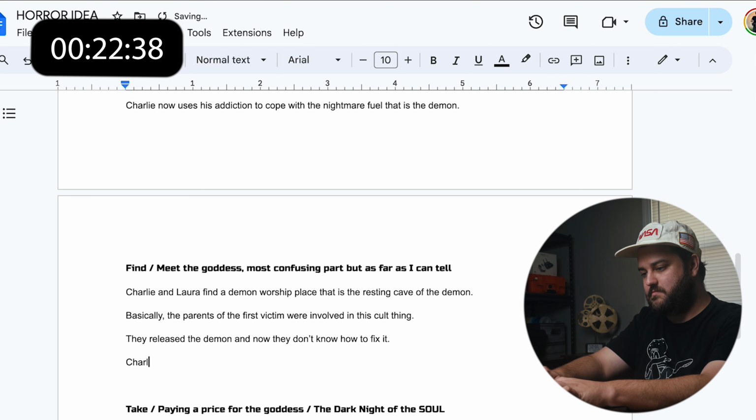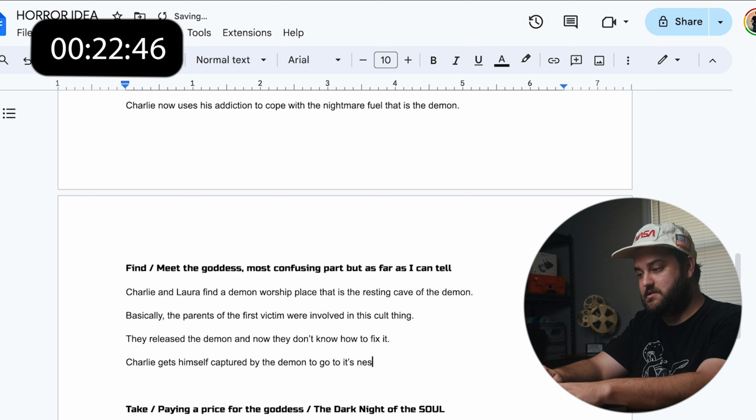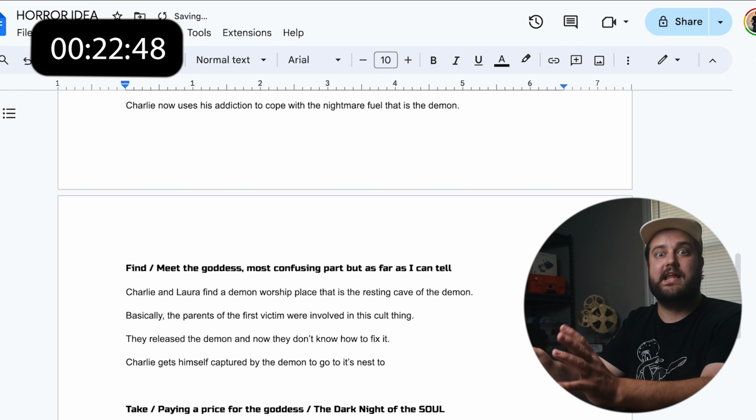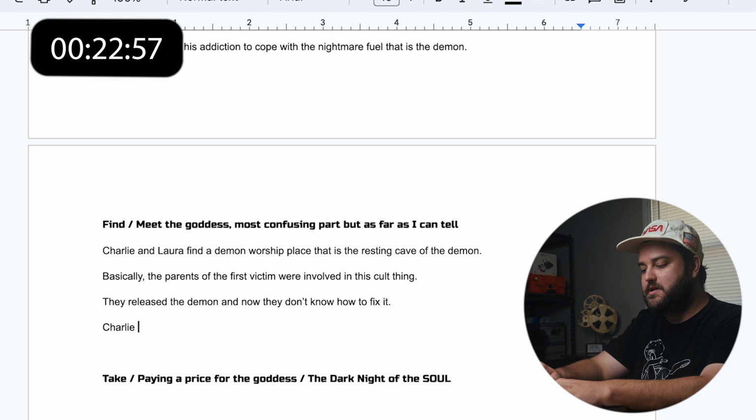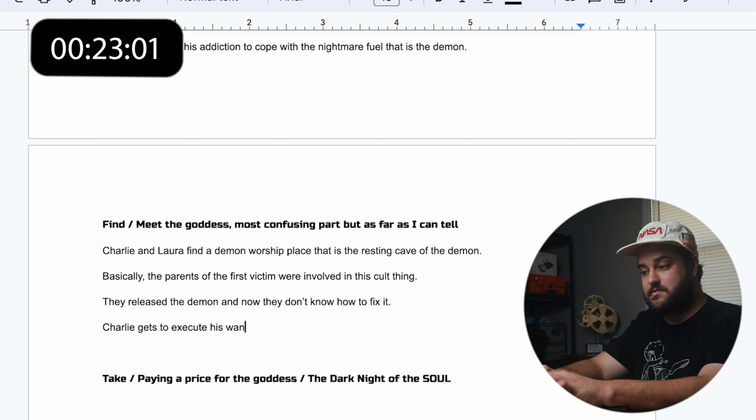So Charlie gets himself captured by the demon to go to its nest. He goes to its nest to destroy it. Because maybe the people are too afraid to go to the altar now. Maybe that's it. Maybe it's a little bit more like Charlie gets to execute his want to go into the demon's lair. I just thought of something else.